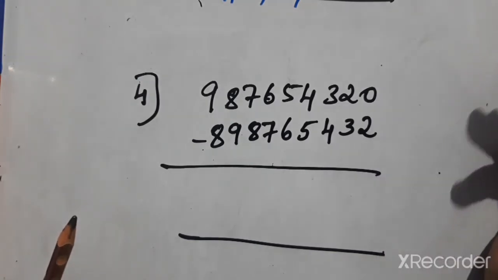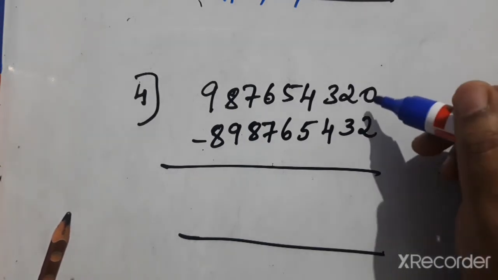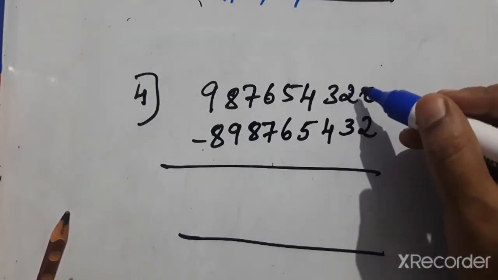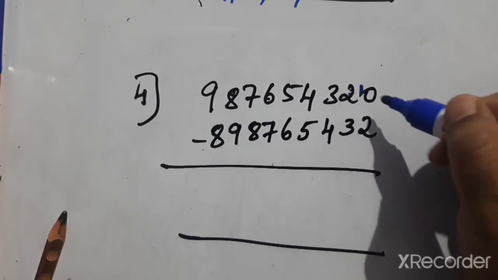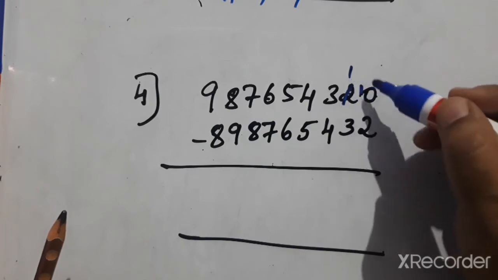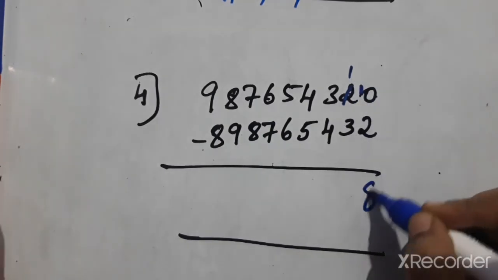So here we have 0 rupees. We want to spend 2 rupees. So what will we do? Ask the next friend. Knock the door. He will give 1 rupee. So it becomes 10 and 2 is now 1 because he helped his friend. Now 10 minus 2 is 8.